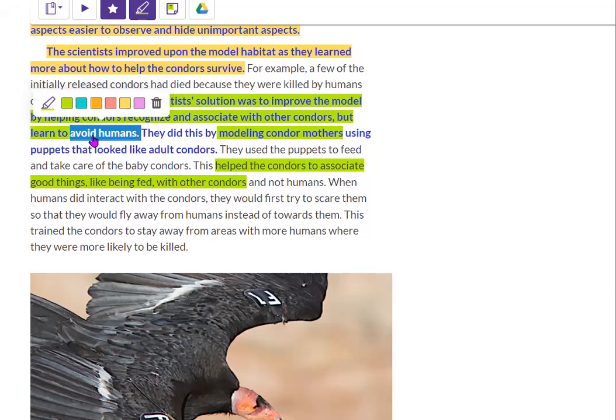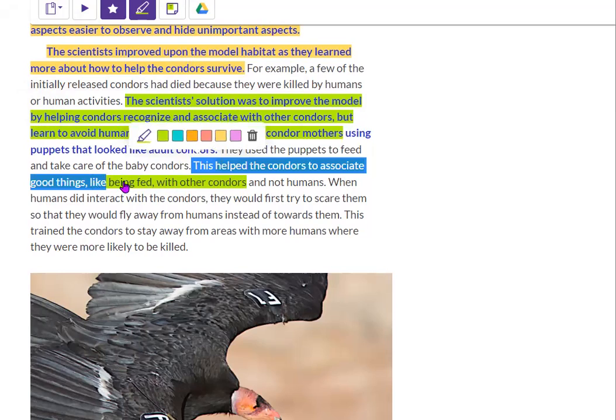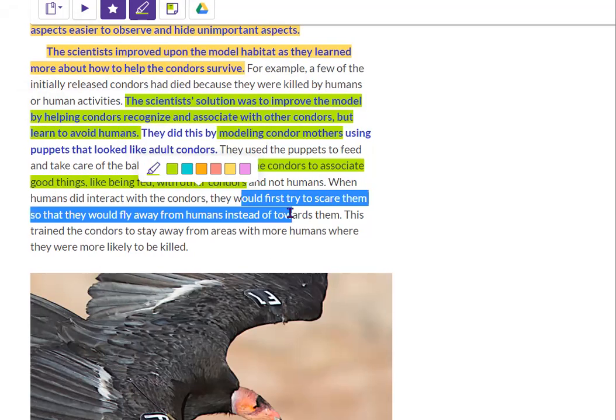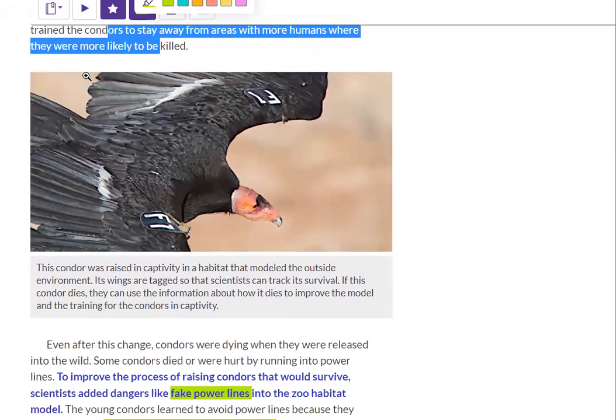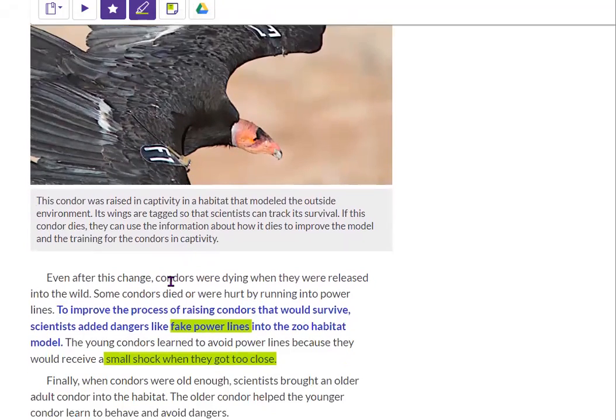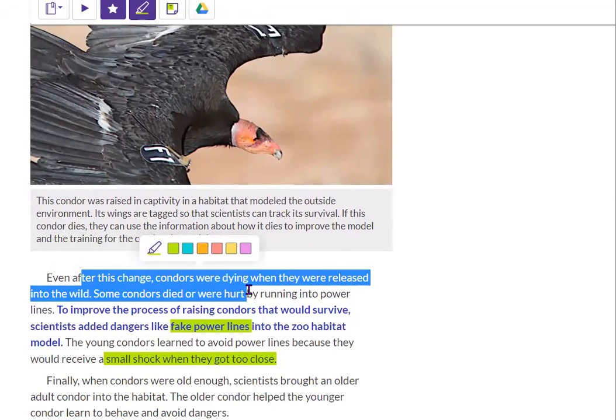And so they made puppets that fed and took care of the baby condors, and this helped the condors associate the other condors with good things like being fed, and not necessarily humans. And anytime they would be around humans, the humans would try to scare them. And so this would help increase the chances that they would survive. And so they would send them out into the wild again.